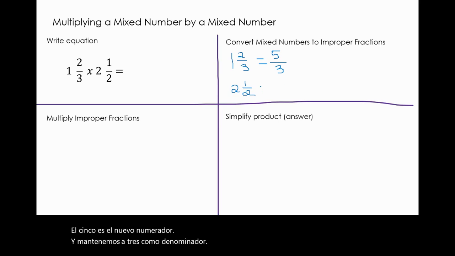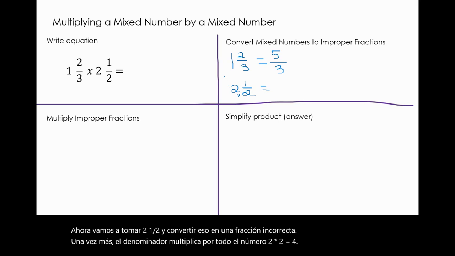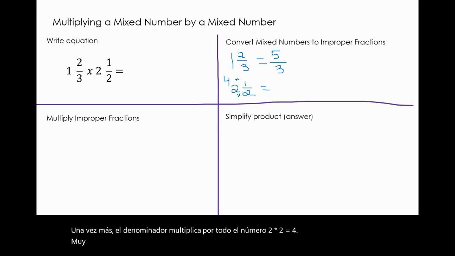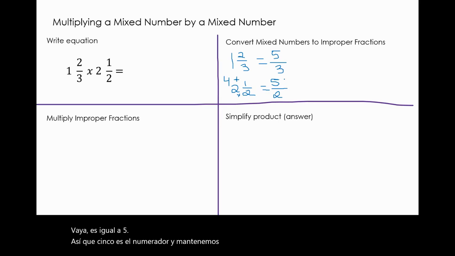So now let's take 2 1/2 and convert that to an improper fraction. Again, denominator times the whole number. 2 times 2 equals 4. Okay, I'll write that. 4 plus 1 equals 5. So 5 is the new numerator, and we keep our denominator, so that's 2.